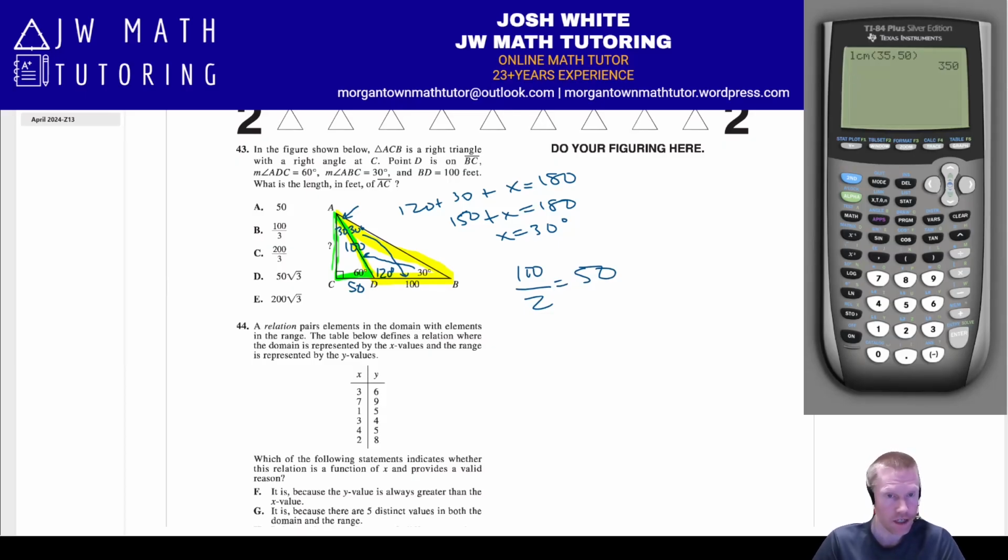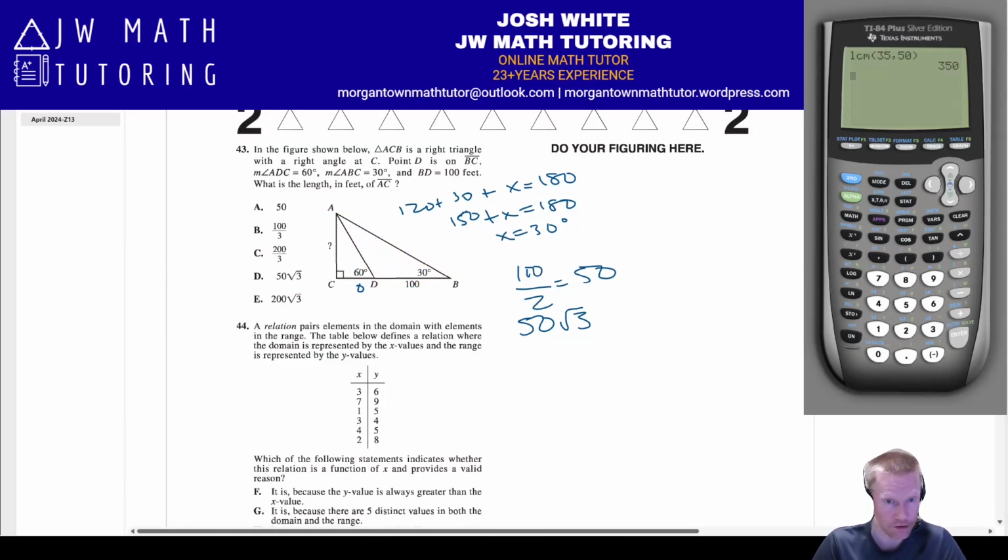Now, to find AC, you could technically use the Pythagorean theorem, but if you already know the 30, 60, 90 right triangle rules, and you use that to get from 100 down to 50, then you should know that the long leg, AC, the side across from the 60-degree angle, is just going to be the short leg times root 3. So the correct answer for this problem will be letter D, 50 root 3. Again, that's the quicker method. Here is now the longer method.